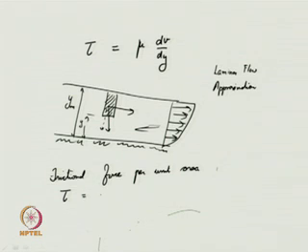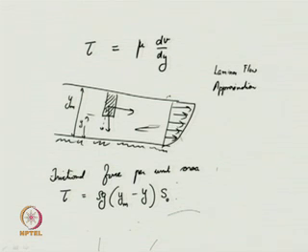This is nothing but rho g into the depth, which here is ym minus y. You know that rho g is the weight of the liquid within this particular depth. So rho g into (ym minus y) into the slope; you need to take into account the slope here. We are equating the component of the gravity force in this direction with the friction force.